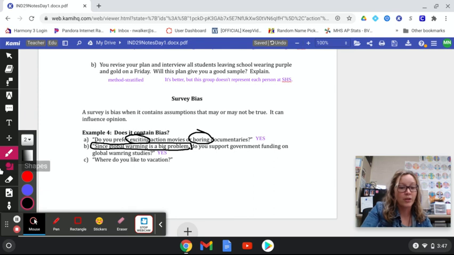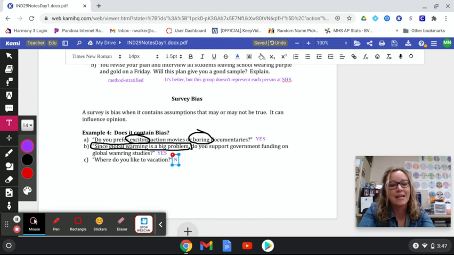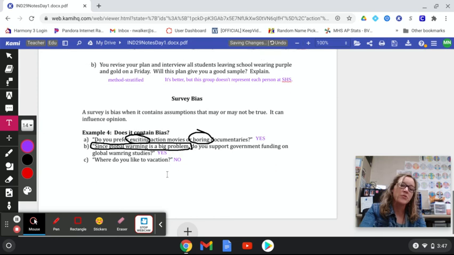And the last one, where do you like to vacation? Is there anything in there influencing your decision at all? I mean, you could answer that in any way, shape, or form. This one does not contain bias. That one's a good question.